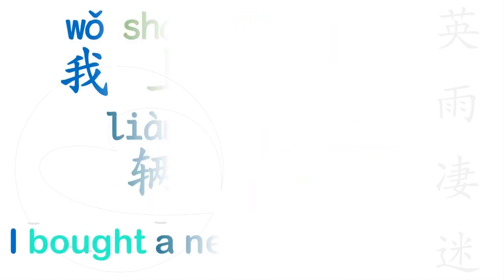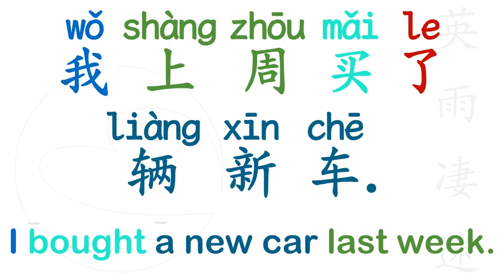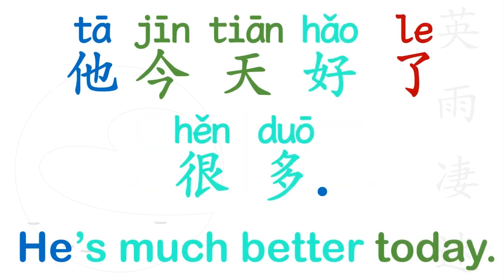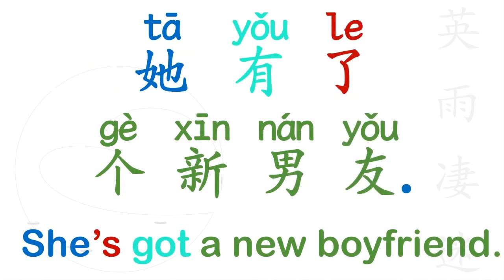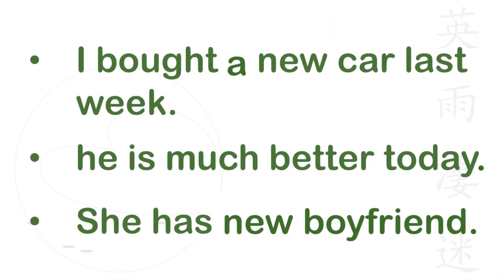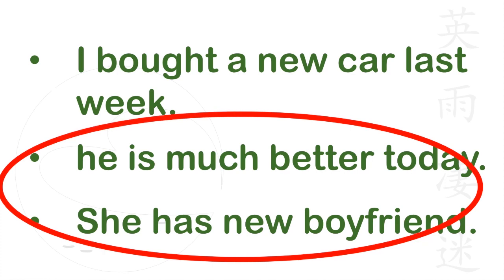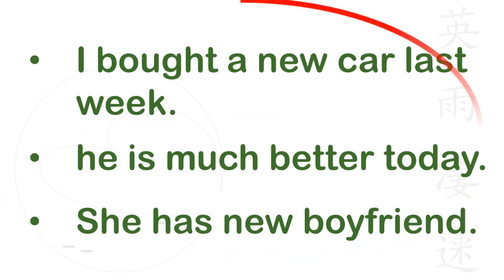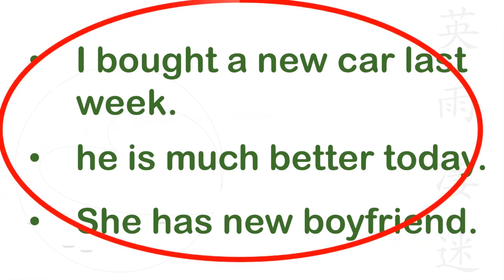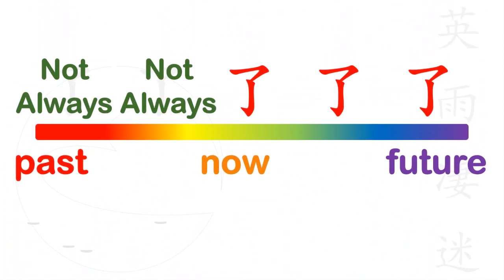For example, 我上周买了辆新车. I bought a new car last week. 他今天好了很多. He's much better today. 她有了个新男友. She's got a new boyfriend. So basically about starting a conversation, updating people about mutual friends, all about offering information that the other person did not know. We mentioned that le is not always used for past events.